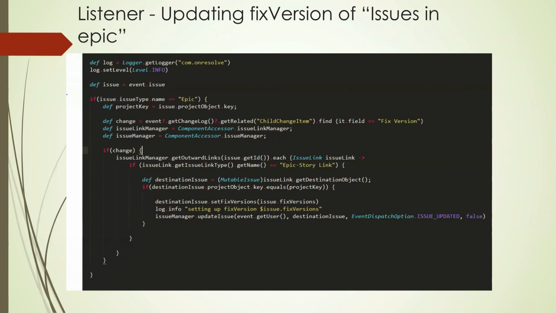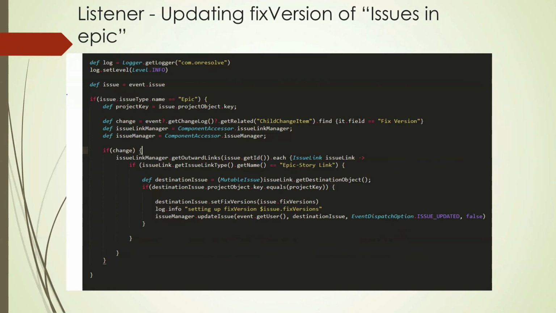Then give me all the stories that are connected to the epic, because epic and story are connected using the epic story link. Then I check if both of them belong to the same project, because if they belong to another project, then the version might not exist in the other project. So you can handle that as well. I have done that as well, but let's leave that part, because that would really take a lot of time. But let's suppose the story and the epic are in the same project, and then I use issue manager to update the issue, and I set the fixed version on those issues.